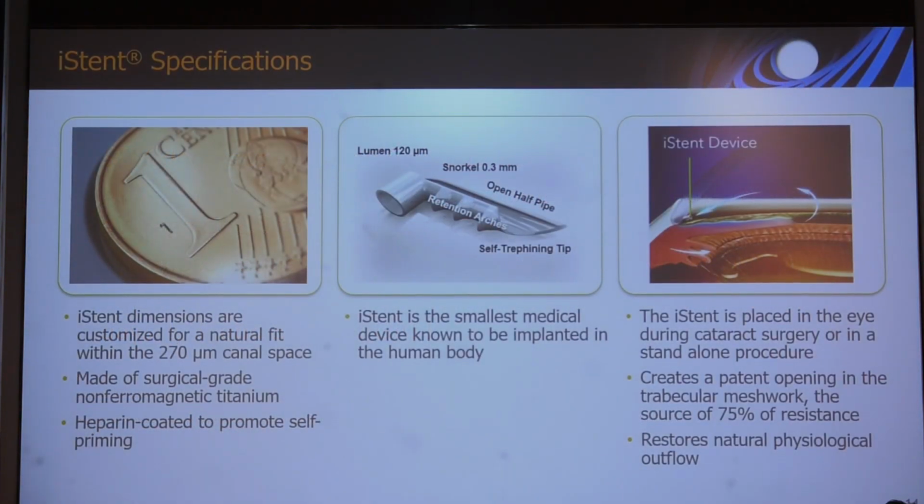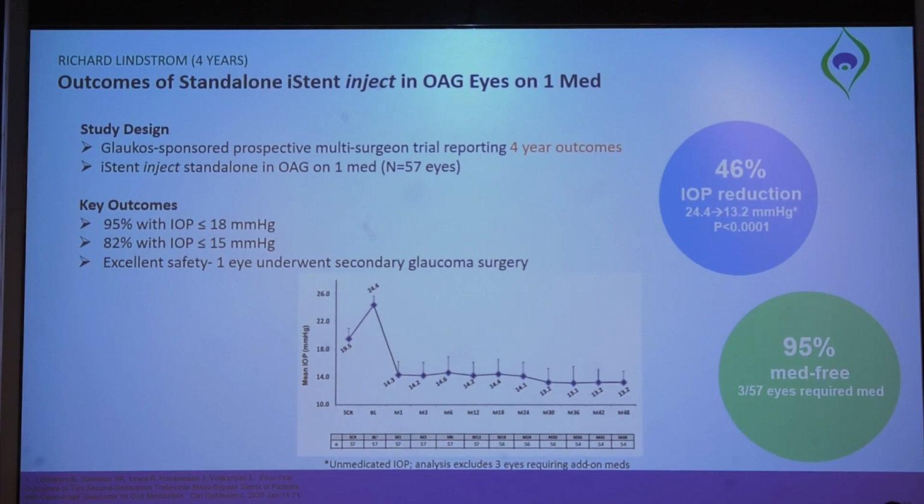I'm going to talk a little bit more about iStent because that is something I started doing 2 months back. And this is a micro device which is made up of titanium. It is MRI compatible and heparin coated so that it doesn't get clogged with the blood easily. And it is the smallest device to be implanted in the human body. Now there are multiple studies, and one of them is this study which studied the outcome of iStent inject in open angle glaucoma over 4 years, and you can see there was a 46% IOP reduction, and 95% of the patients were medication free.